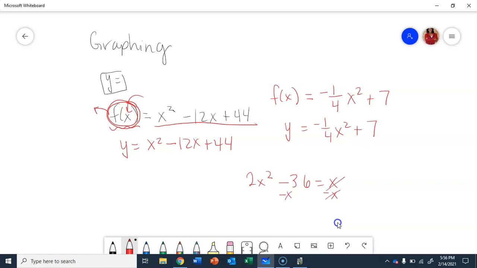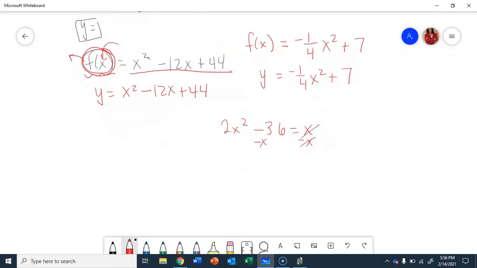Okay, so now we're also going to graph this one. So 2x squared minus x minus 36, and then if we set it equal to 0, not a big deal, but what is this again? This is a y. So just put this into the y. All right, here we go.